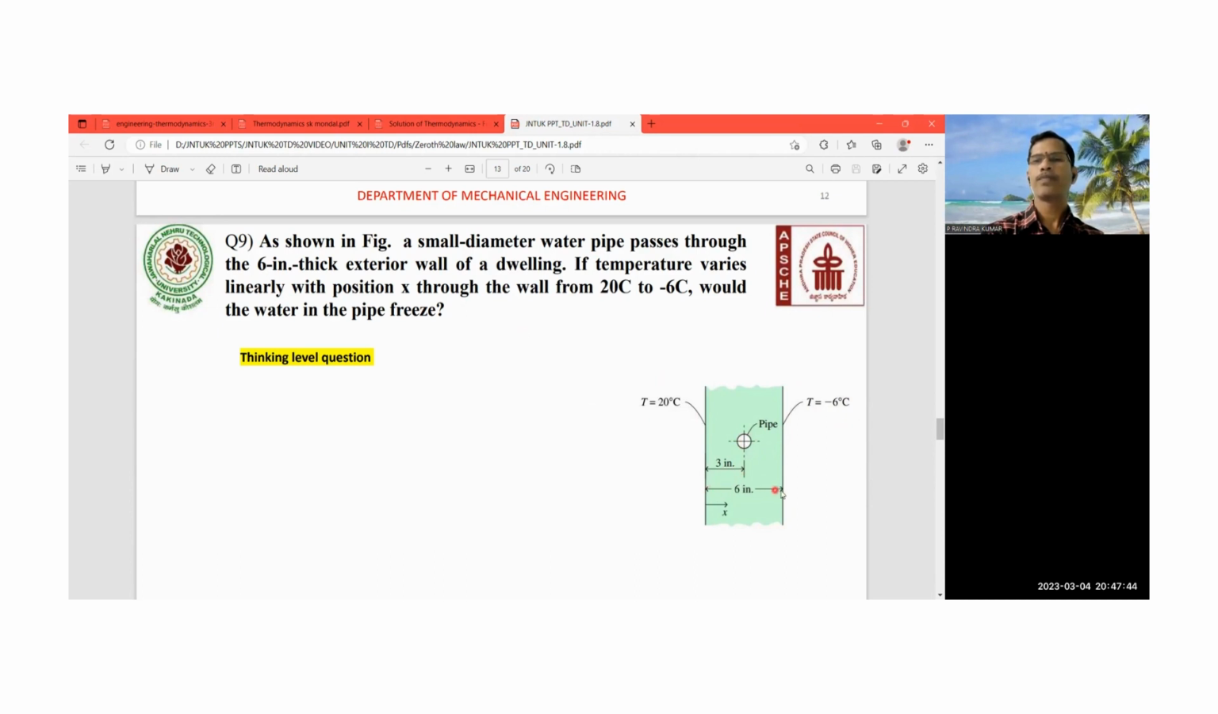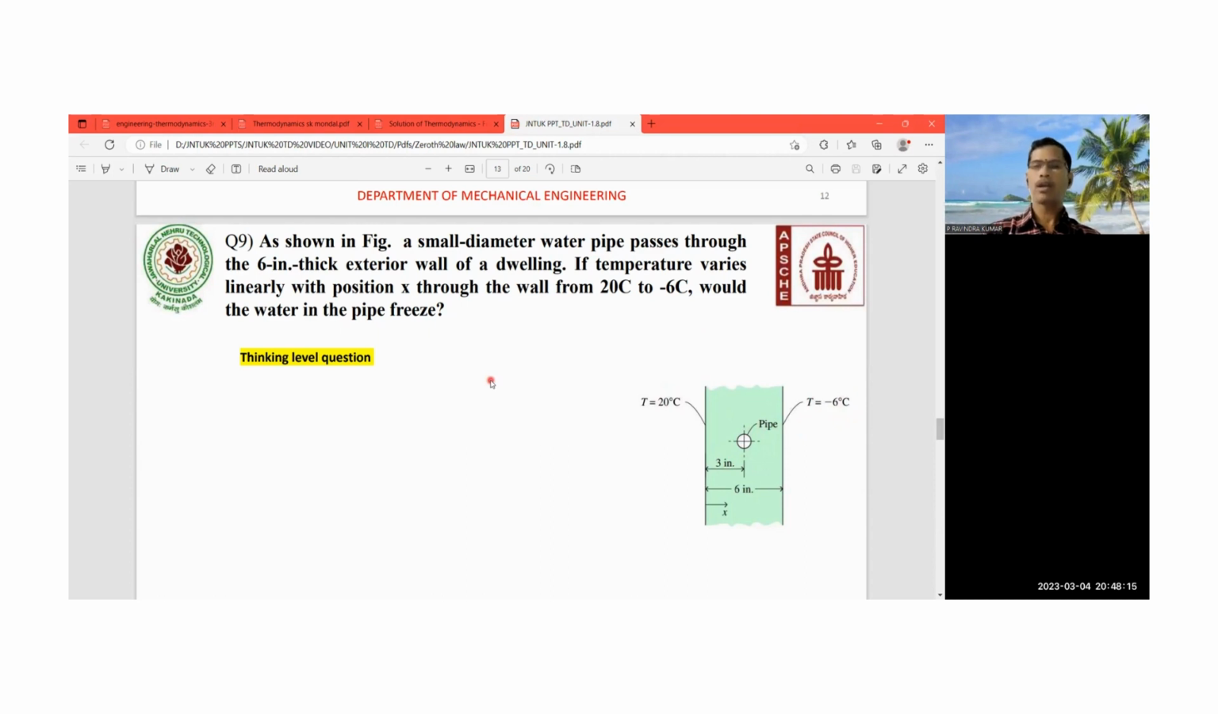The total length of the wall is 6 inches. Out of that, the central portion is where the pipe is passing, and would the water in the pipe freeze? Why? Here the value is given as 20 degree centigrade, and at the outside the value is given as minus 6 degree centigrade. Now I have a doubt whether this particular water is going to be frozen or whether it is going to be clogged in this particular pipe. So this is what you need to solve.